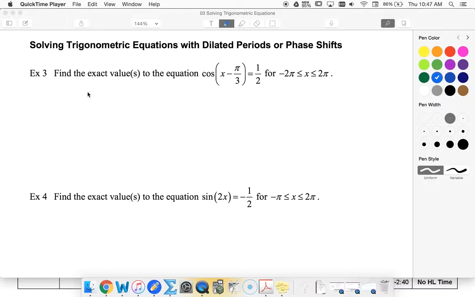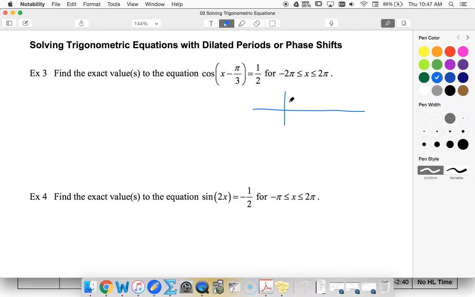Examples 3 and 4 are examples where I have a b or a c value. So in this case, if I first think about the graph, I'm thinking about now my graph being shifted pi over 3 to the right. So it's a cosine graph that has moved pi over 3 to the right.